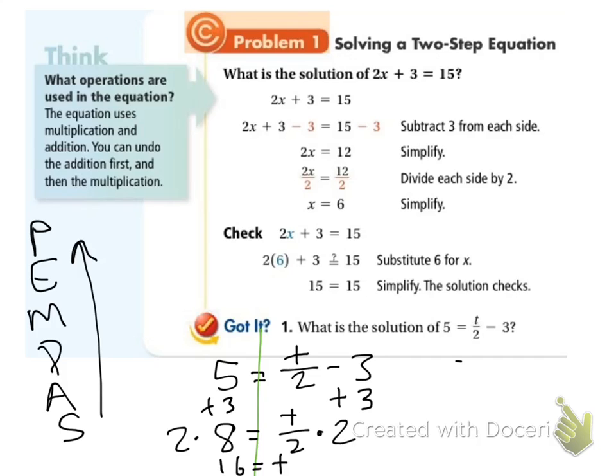If I plug back in, first I do 16 divided by 2, which gives me 8. 8 minus 3 gives me 5, so my solution is correct.